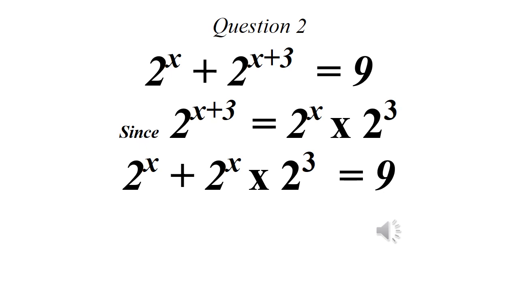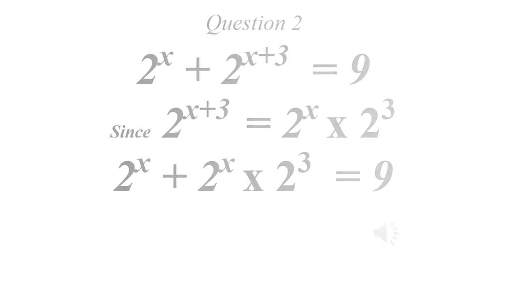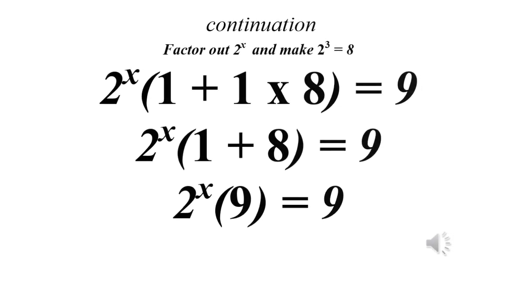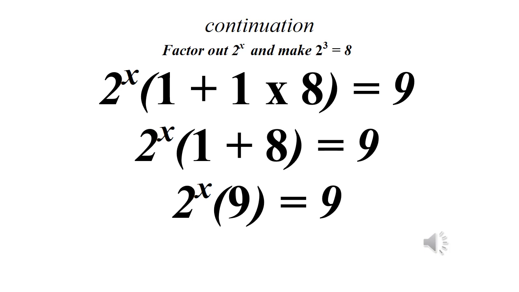Question number 2, we have 2 raised to power x plus 2 raised to power x plus 3 equals 9. Since 2 raised to power x plus 3 equals 2 raised to power x times 2 raised to power 3, we can just slot that in, and then have 2 raised to power x plus 2 raised to power x times 2 raised to power 3 equals 9. Since they have 2 raised to power x as common factor, we can factor out 2 raised to power x. Then we will be left with 1 plus 1 times 8 in bracket equals 9. Then 1 times 8 is 8, so 2 raised to power x times 1 plus 8 equals 9. That will now give us 2 raised to power x times 9 equals 9.